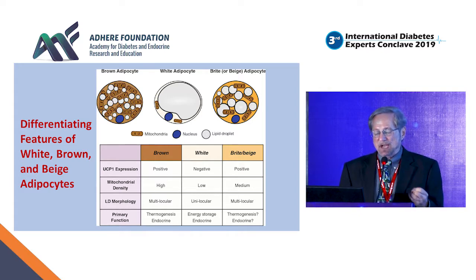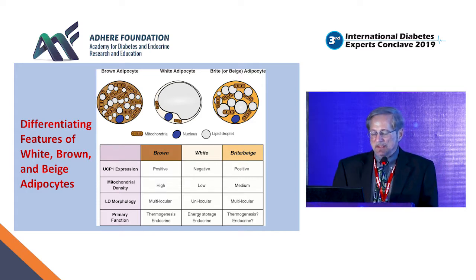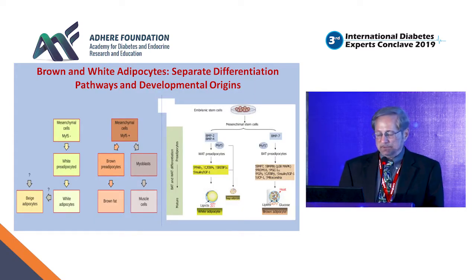Mitochondrial density is very high in the brown adipocyte, very low in the white adipocyte. The fat droplet is multilobular in brown tissue, where white adipocytes in humans have just one big fat droplet in the middle of the cell. And the primary function for brown adipocytes is thermogenic as well as endocrine, where the white adipocyte is energy storage as well as endocrine.